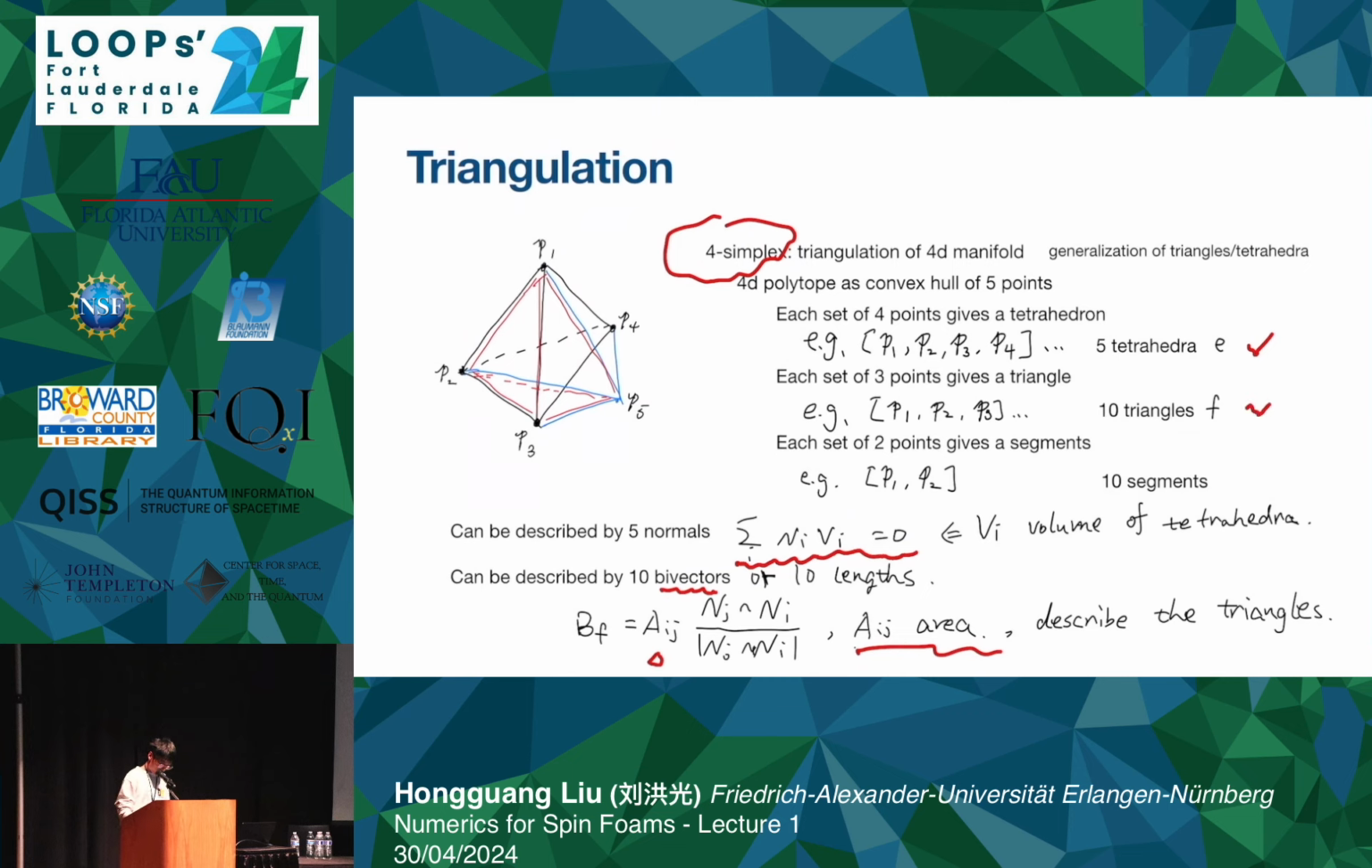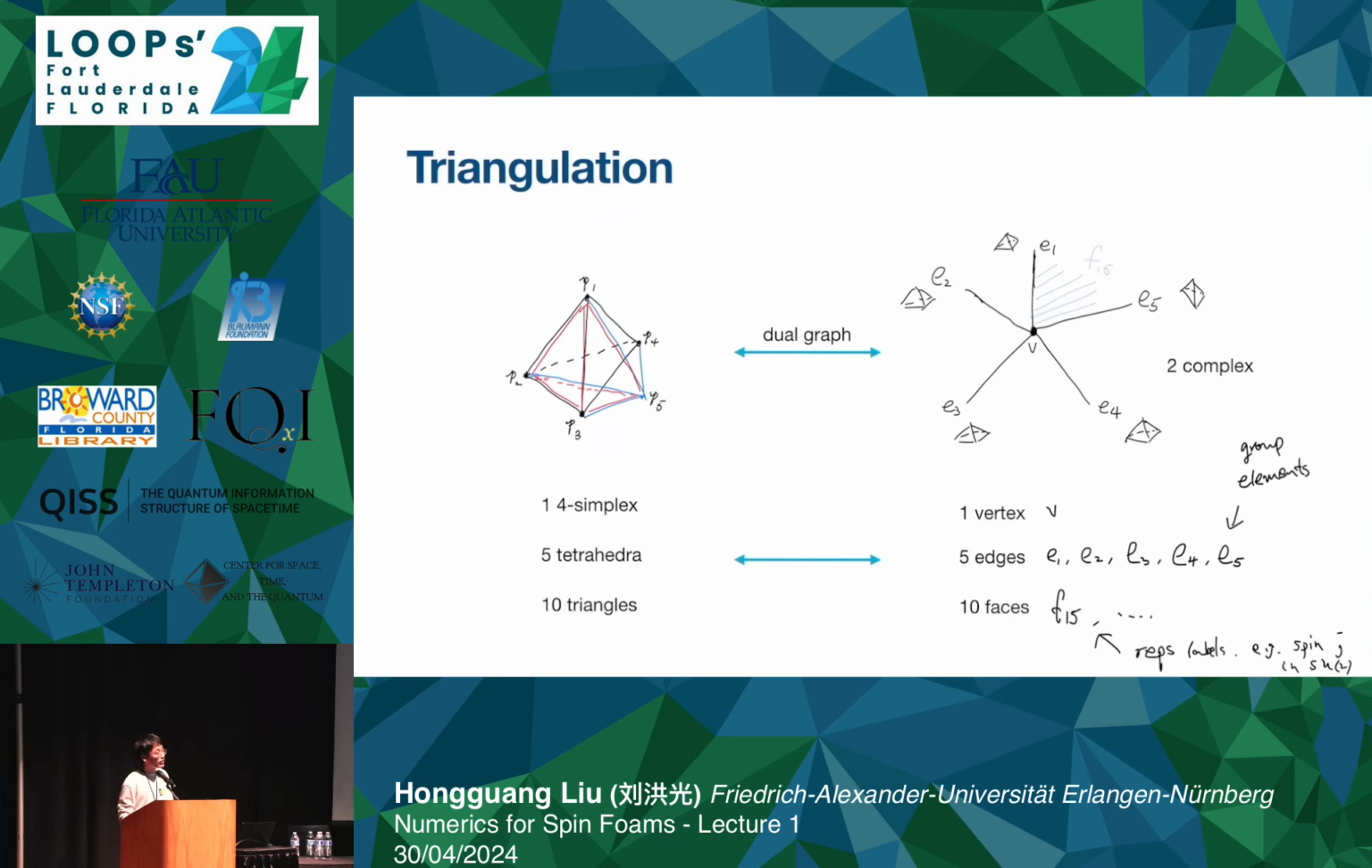As you already know, the spin foam is defined on a dual graph of the triangulation. So what is the dual graph? It goes as follows. The 4-simplex is represented by a vertex V, which is the center of the 4-simplex. It's an abstract object. The 4-simplex contains 5 tetrahedra on its boundary, and these 5 tetrahedra are given by 5 edges. So edges correspond to the tetrahedra.